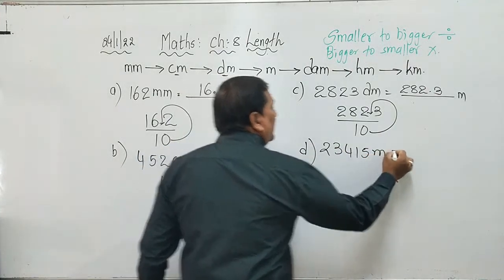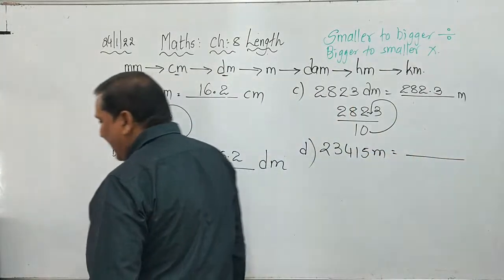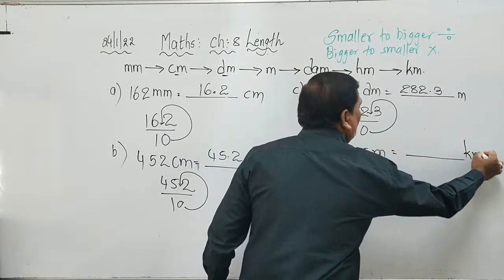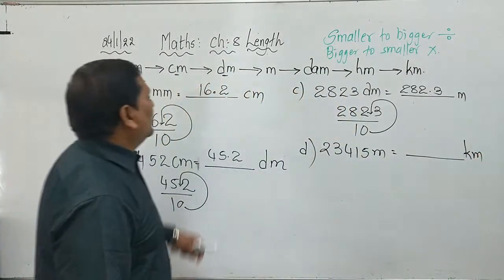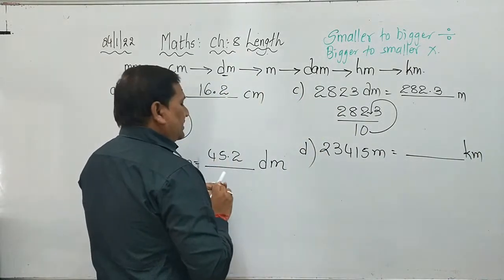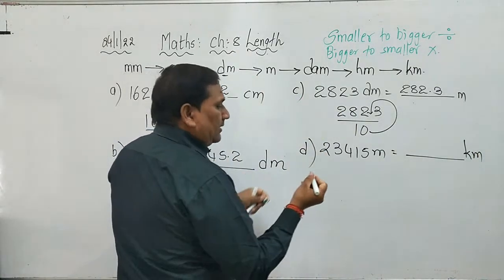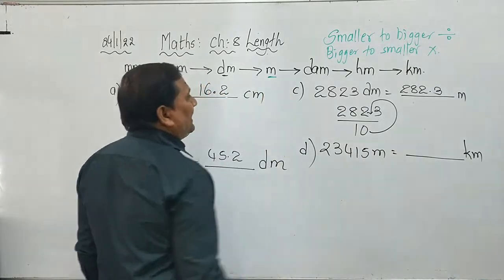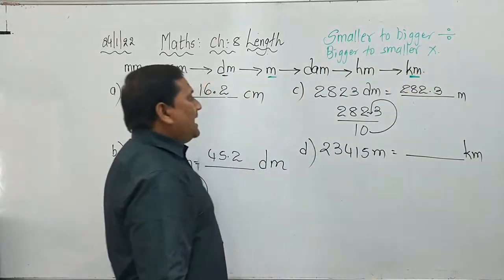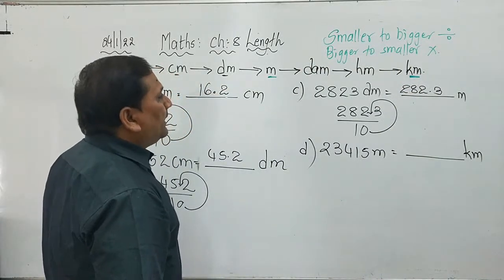23415 meter is equal to dash kilometer. So I am over here in meter. The question is given in meter, and I have to convert it into kilometer.